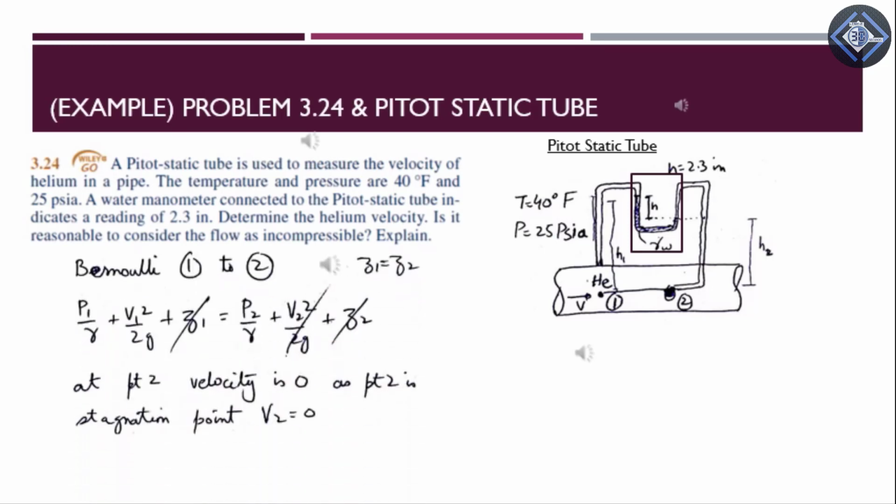But first, we apply Bernoulli equation between points 1 and 2. The heights z1 and z2 are the same, so they cancel out. Velocity v2 is 0 because point 2 is the stagnation point.